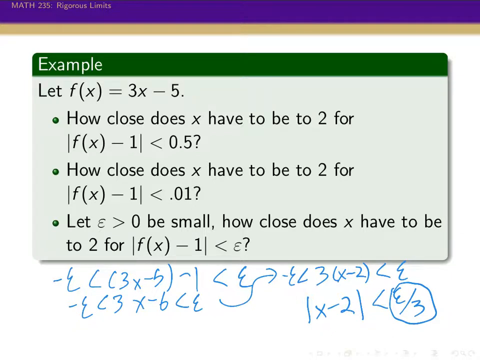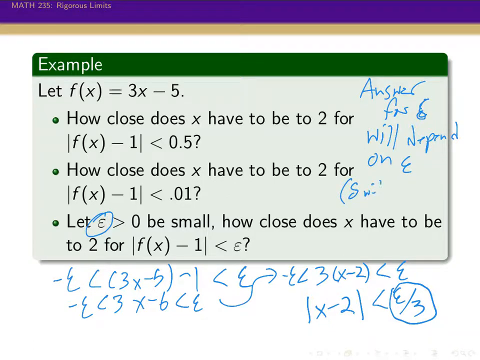Okay, and so in general, this is how these problems are going to work out. At the end, when you're doing this in terms of epsilon, your answer for delta will depend on epsilon. If you change what epsilon is, it's going to change what delta is. And so really, delta will be a function of epsilon.